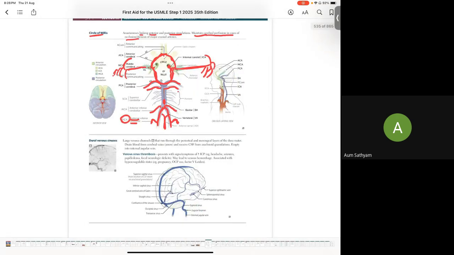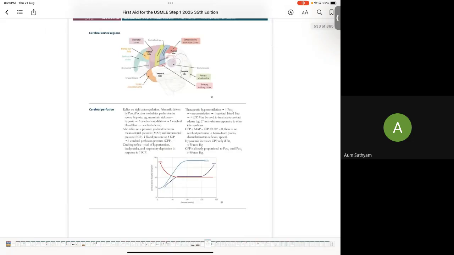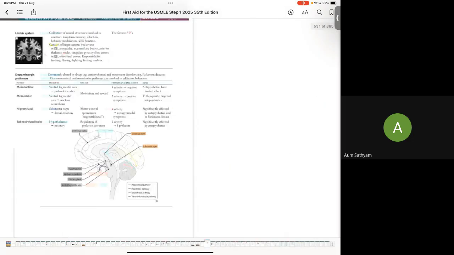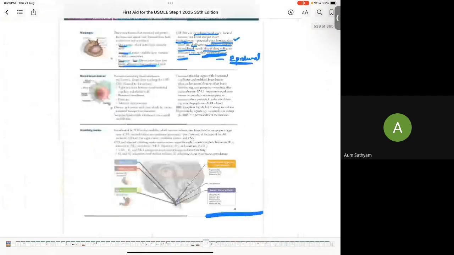Okay, so it was all about topics which are really important, and we did from First Aid. So let's start from embryology. Let's start reading our First Aid now, right?